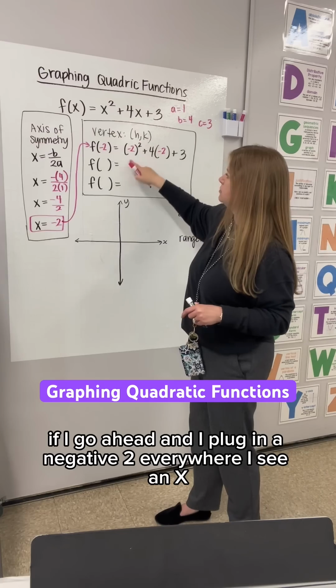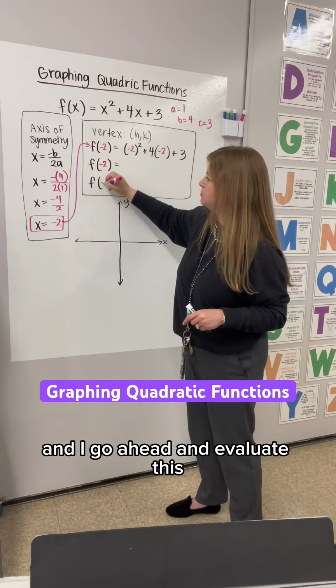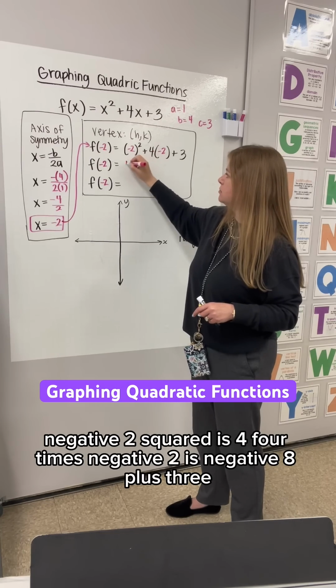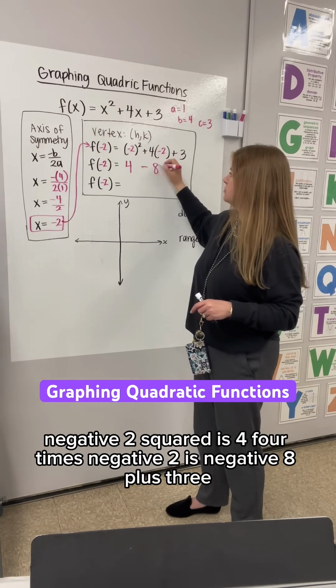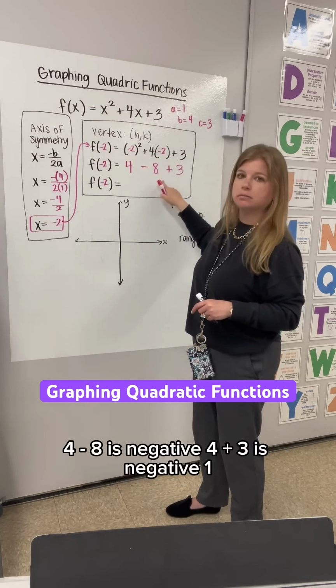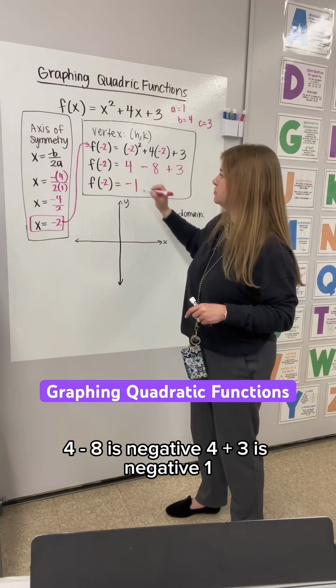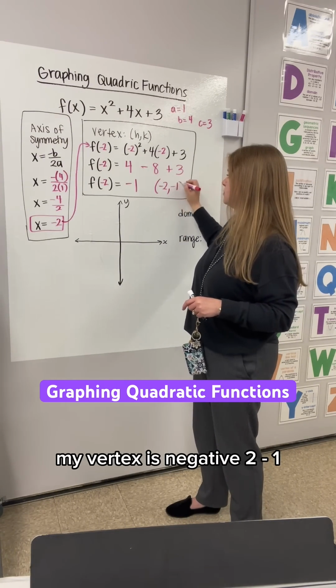So if I go ahead and I plug in a negative 2 everywhere I see an x, and I go ahead and evaluate this, negative 2 squared is 4. 4 times negative 2 is negative 8, plus 3. 4 minus 8 is negative 4, plus 3 is negative 1. My vertex is negative 2, negative 1.